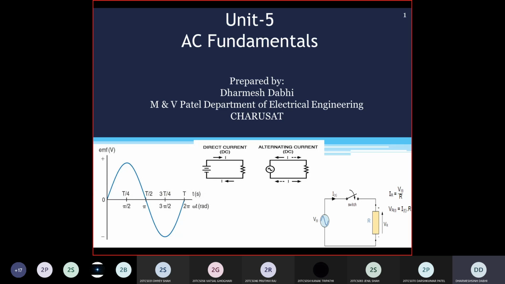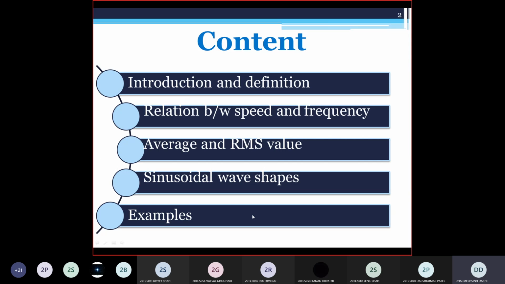So today we start the new chapter, unit number 5, AC fundamentals. Till now we have studied the chapters which are mostly related to DC, direct current. Now we start unit 5, AC fundamentals. As you know, the full form of AC is alternating current. You can see in this slide the waveform of alternating current, changing with respect to time. So let's start this chapter.